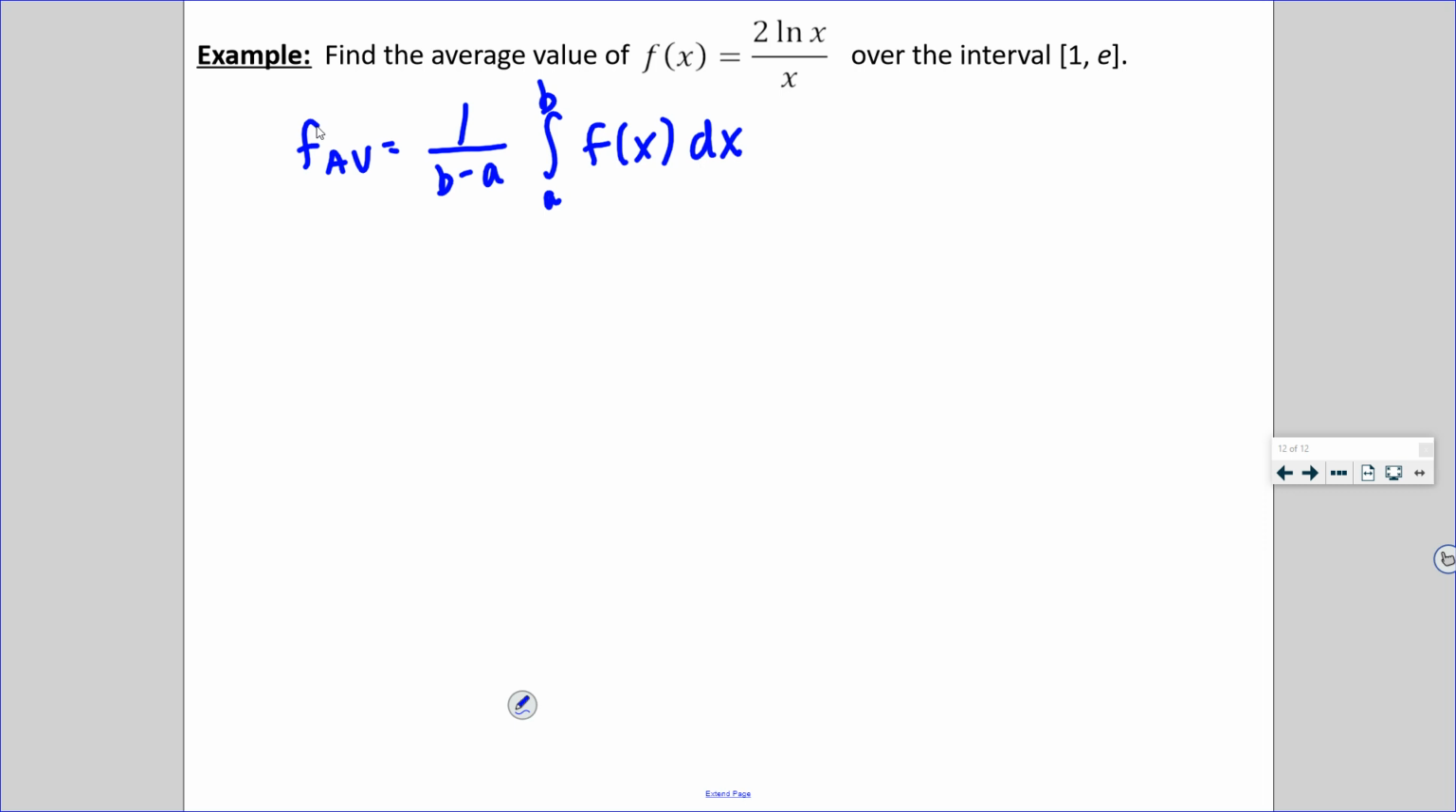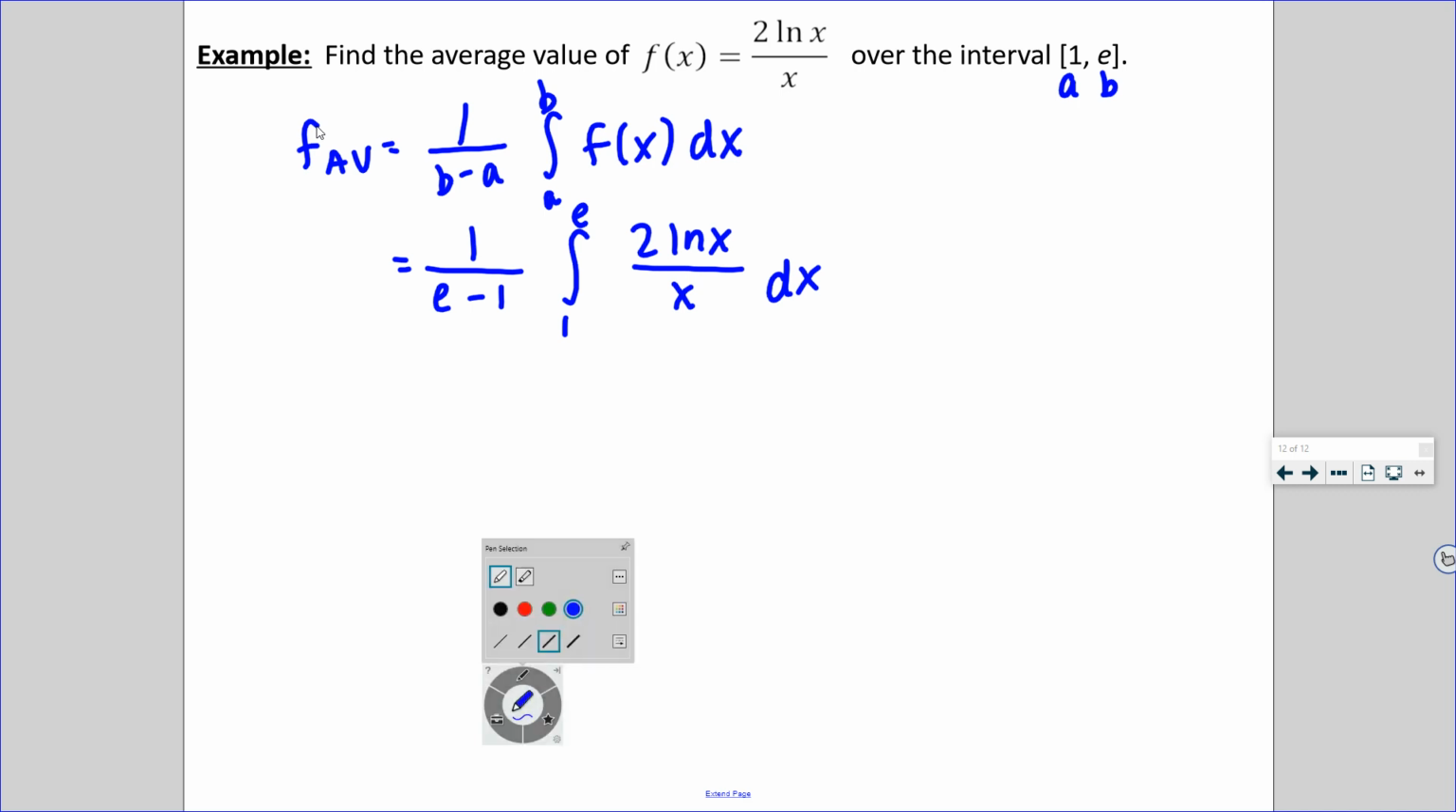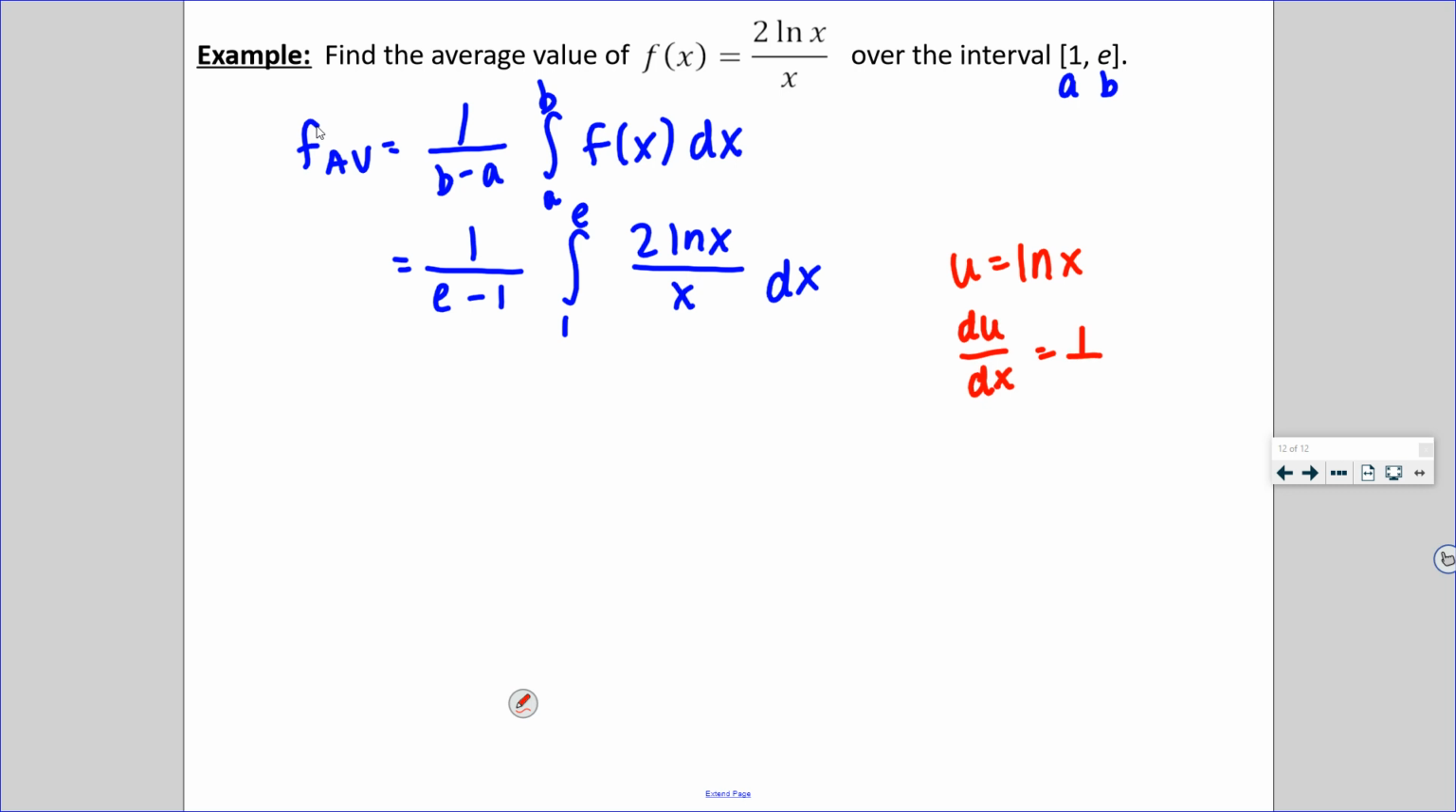Okay, so my interval is 1 to e. So I would do 1 over e minus 1 times the integral from 1 to e of 2 ln x over x. Okay, we've kind of done a couple like this now. Hopefully you're recognizing this again. I see that 1 over x, so I'm going to let u be the natural log of x, because I see that 2 over x. It's very similar to the one we just did in number 1. So the derivative is 1 over x.